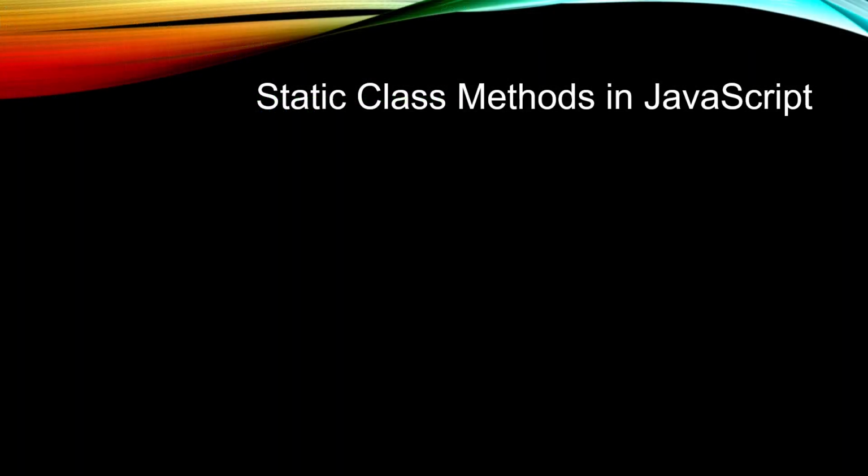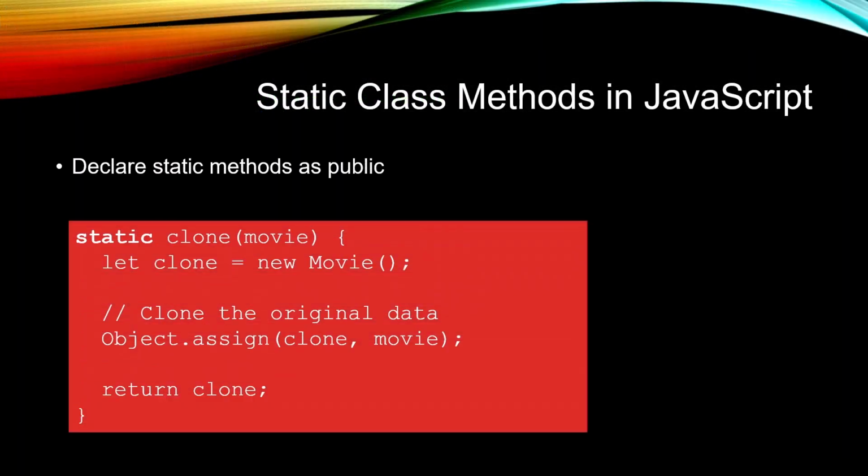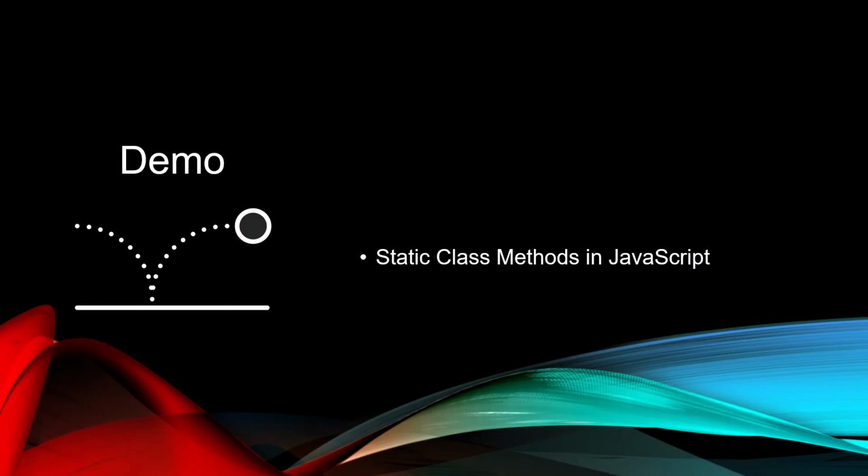And let's take a look at static class methods in JavaScript. Same thing, we declare the static methods as public, and it's the same functionality as any of the other methods, it's just static, so it means you're going to access it through the class name. One of the most common things to do with this is create a clone method. Let's take a look at static class methods in JavaScript.